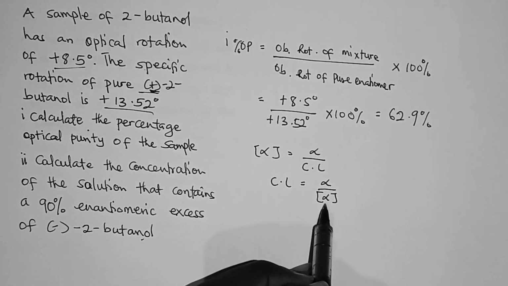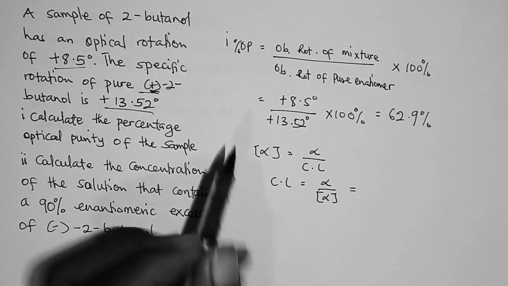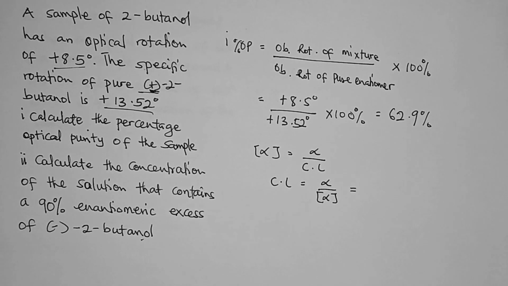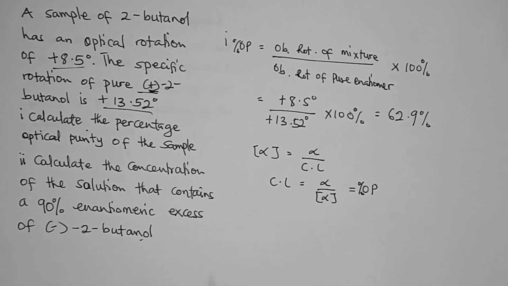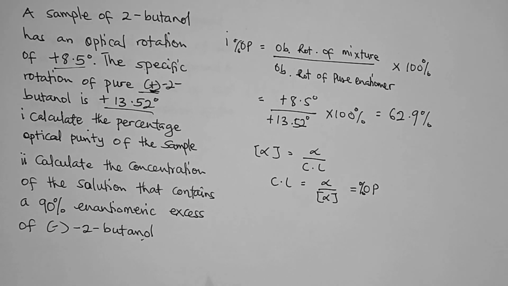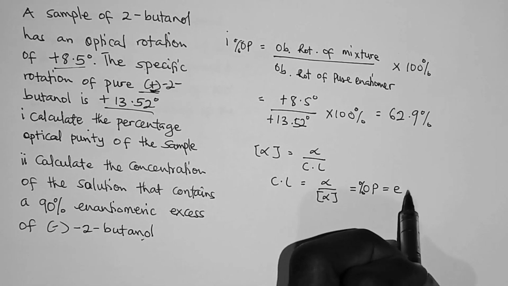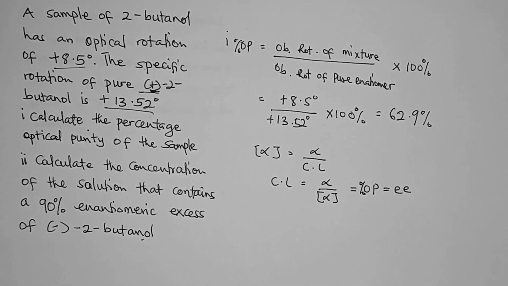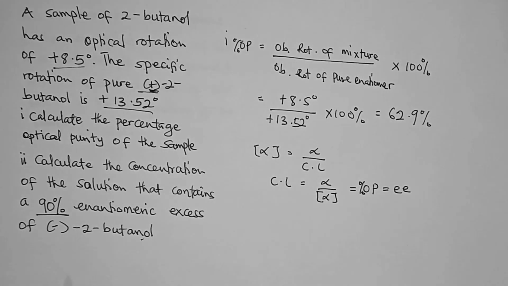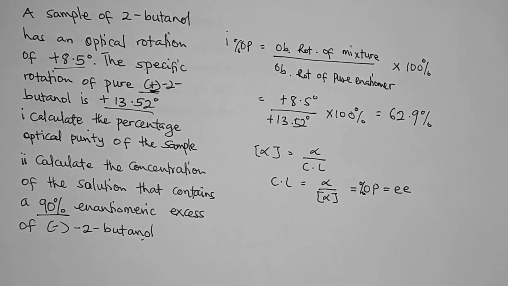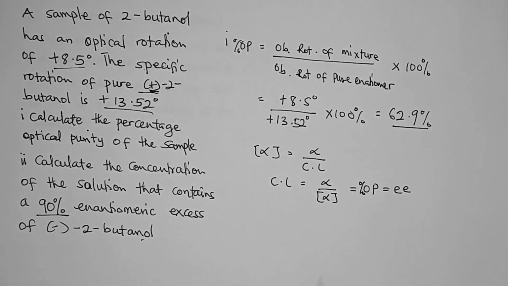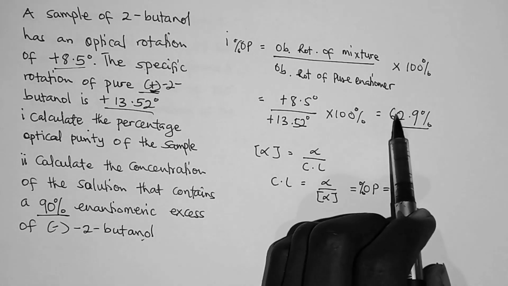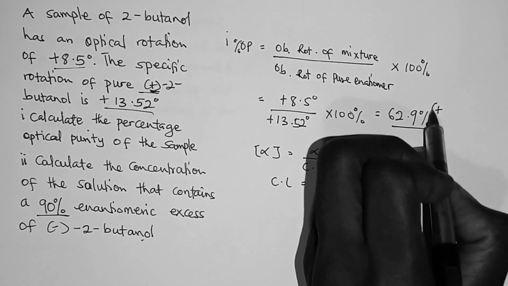But the angle of rotation divided by the specific rotation is the same as what we found in the first instance, which is the same as the optical purity of the mixture. And this optical purity is also referred to as the enantiomeric excess. So in the second instance, the enantiomeric excess or the optical purity was 90%. And then in the first instance, it was 62.9%. But remember that in this part, we are calculating for the plus enantiomer.